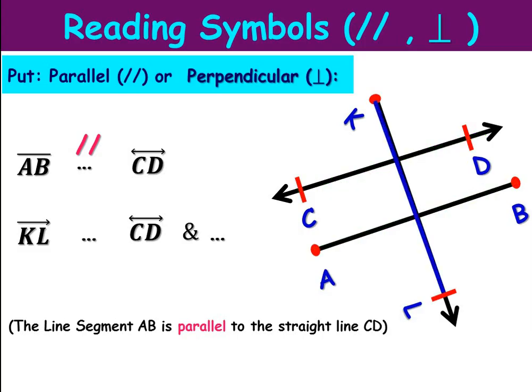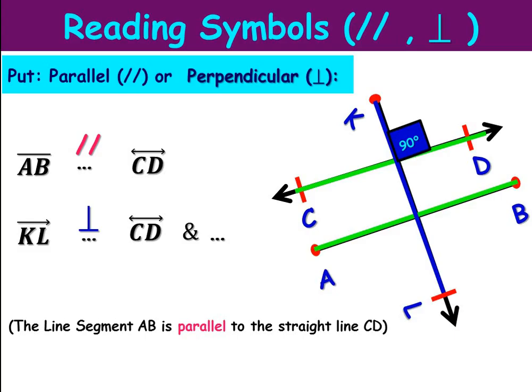The second question is KL. The ray KL is what according to the straight line CD? So as you see here, the relationship is what? Yes, of course, it's perpendicular. So we will write the symbol of perpendicular. And it's also perpendicular to what? It's perpendicular to AB. So in order to read the first, I say the ray KL is perpendicular on the straight line CD. And the ray KL is also perpendicular on what? Yes, also perpendicular on AB.